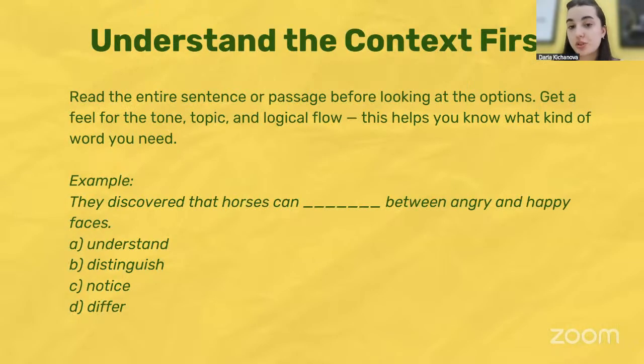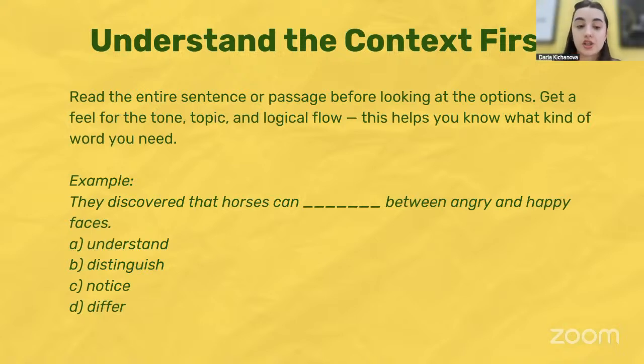We are going to, of course, talk about context. So the first thing you need to do is understand the context. Why do we need it? Because when we work with different sentences, with different texts, you can see different tone, different topics. So we can talk about science. The topic can be about ecology, about daily life. And you need to understand whether it is formal or informal, whether it is something specific or something general.